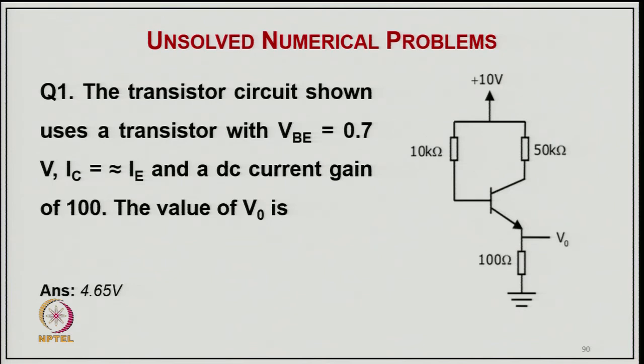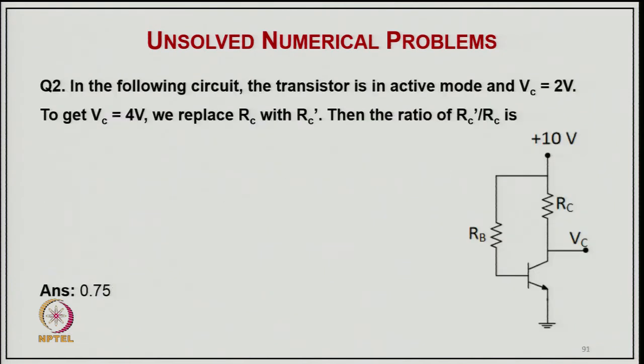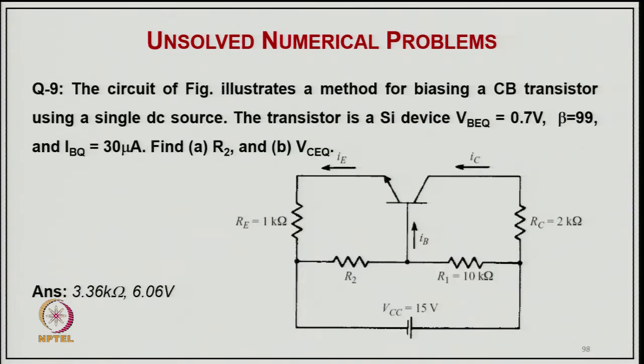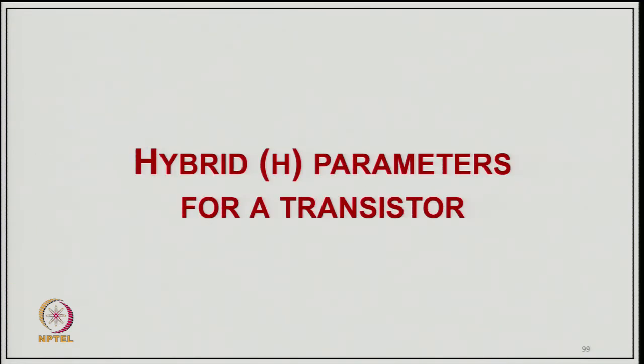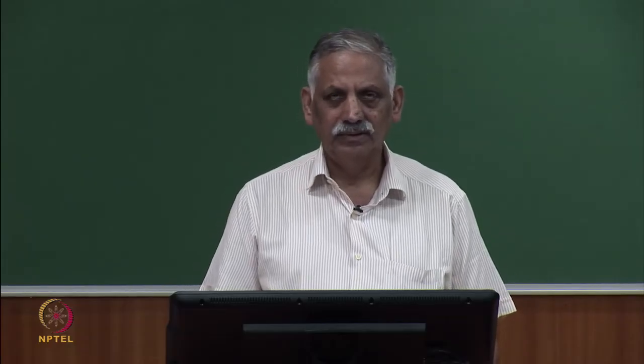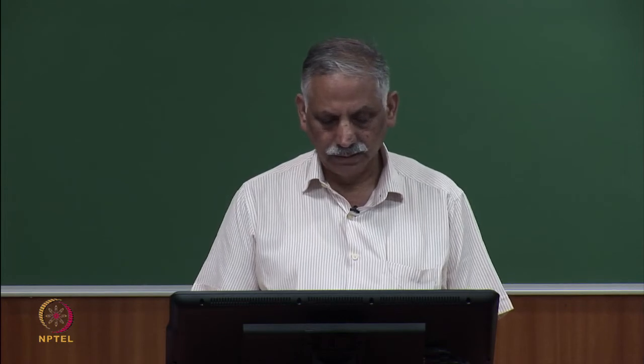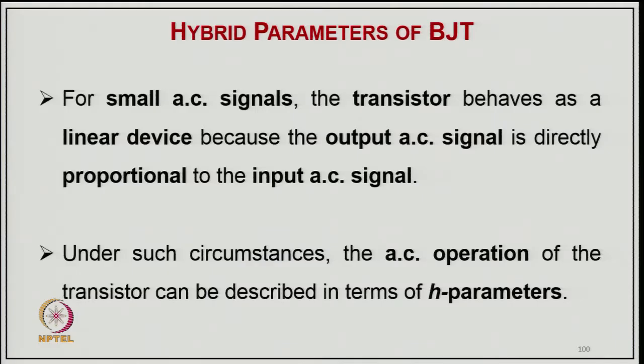Now, these are some similar unsolved problems based on amplification and different modes of the transistor. And now we come to another part of this lecture, called hybrid parameters for the transistor. Here we are considering the transistor as a kind of 2-port network, and we already discussed H parameters in 2-port networks. So, we can say here hybrid parameters of BJT. H parameters are normally applied for BJT circuits.